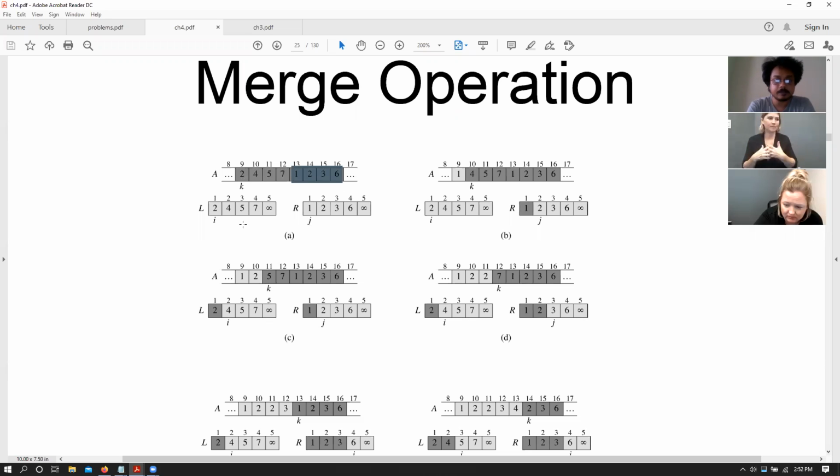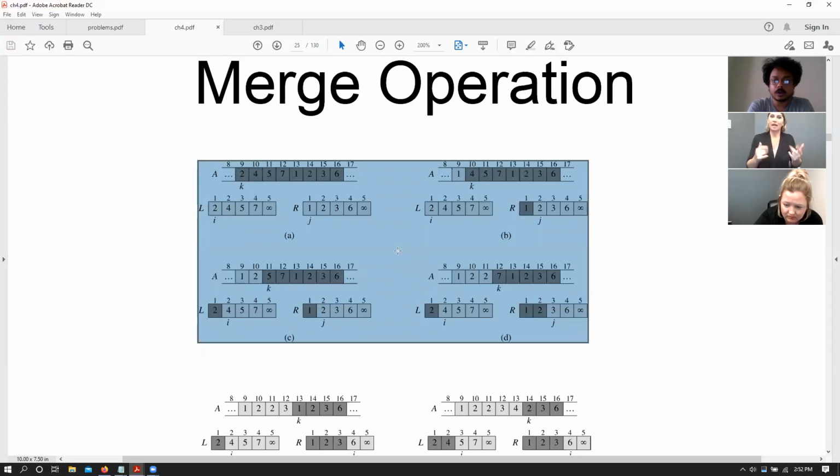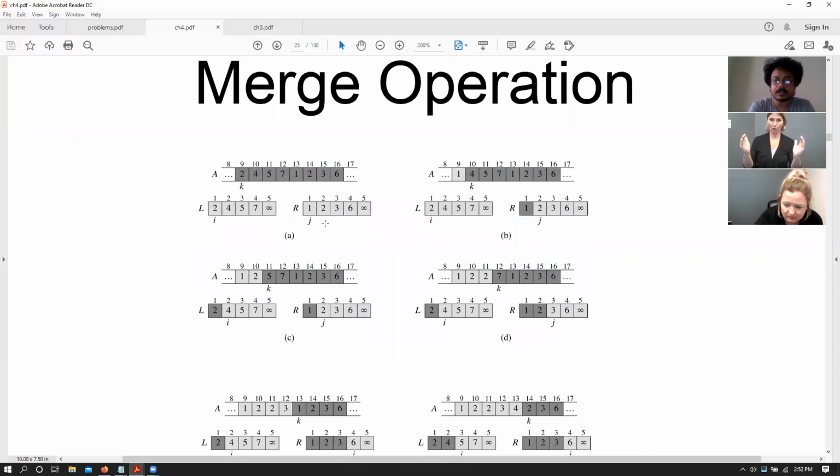But essentially what people usually do is we copy the first half of this array into a new array called the left array. We copy the second half of this array into a new array called the right array. Now that we have this, we are ready to compare the first element of L and the first element of R. So we compare 2 and 1. 1 is saved as the smallest element there. Then we compare 2 and 2. So 2 is saved as the second element there.